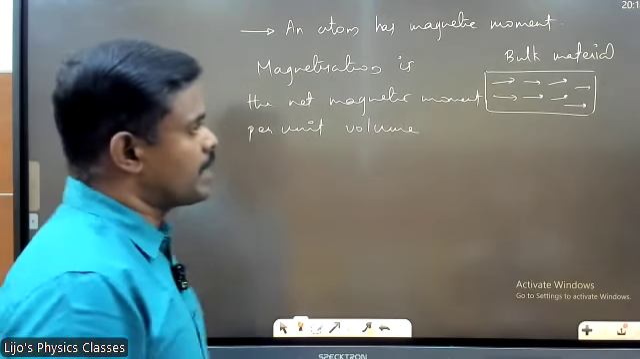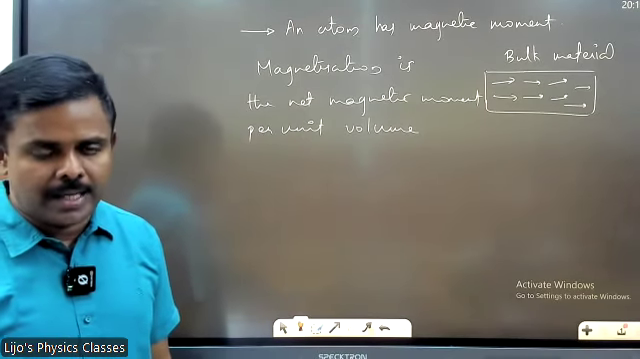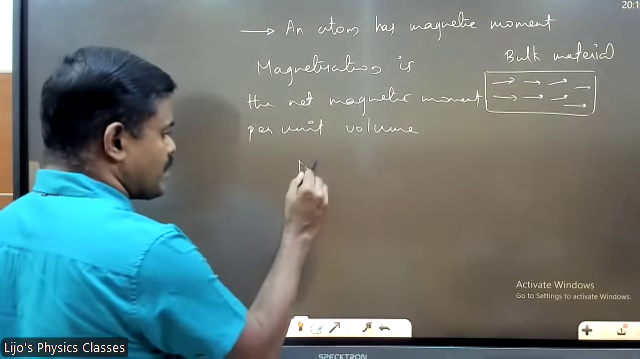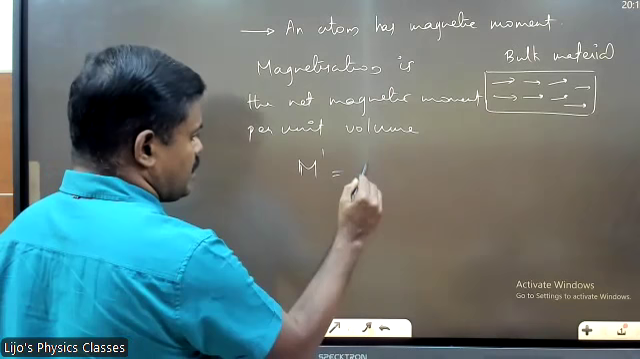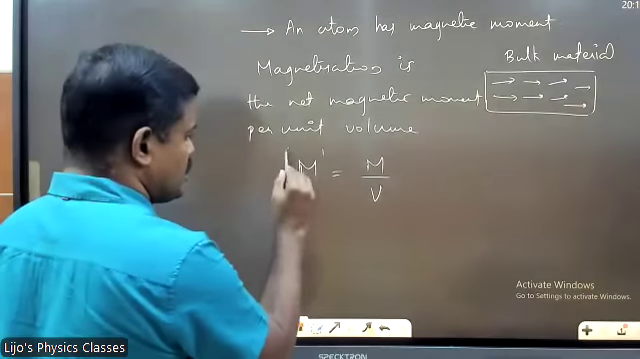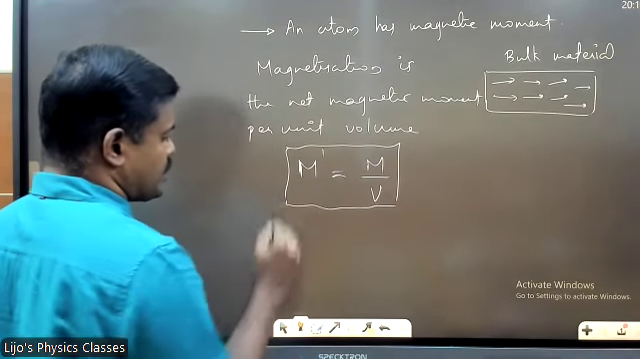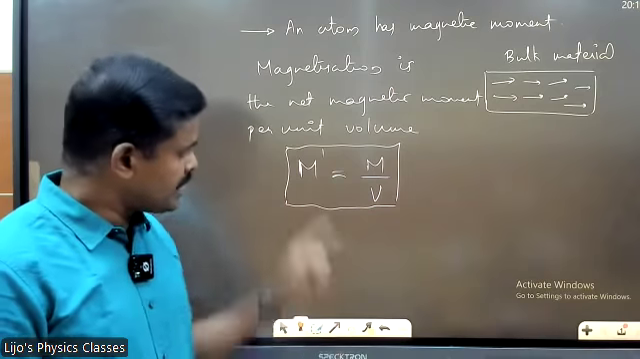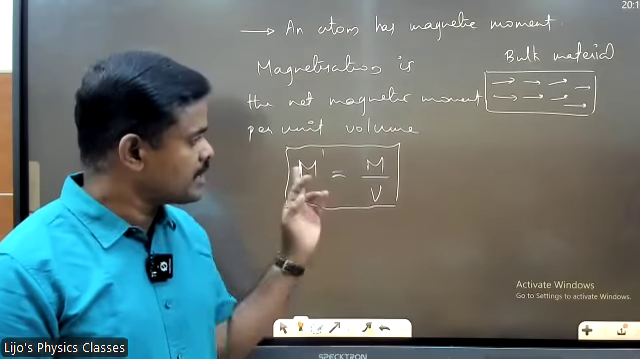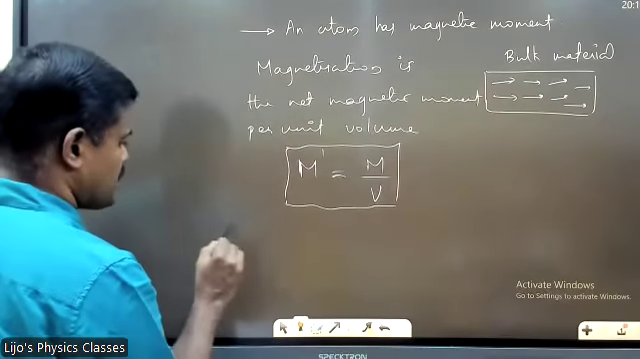Magnetization is the net magnetic moment per unit volume. Write this magnetization as M dash: net magnetic moment per unit volume. In the reader, they have used some other letter for it, but don't worry, I've used M dash here. I use M for this and small m for this. Does it make any difference? M dash equals M by V. Below which you can write the second point.